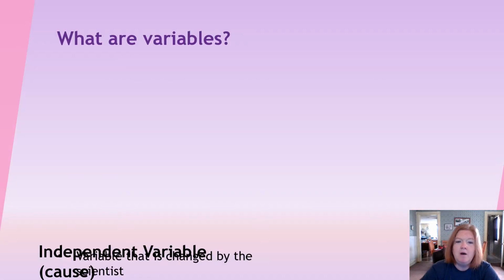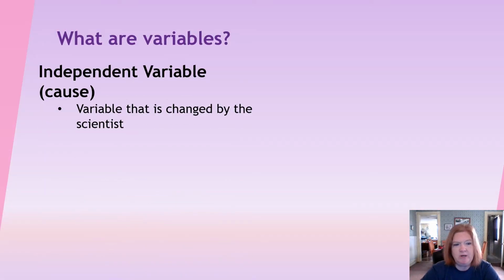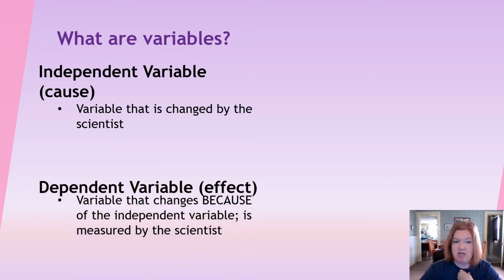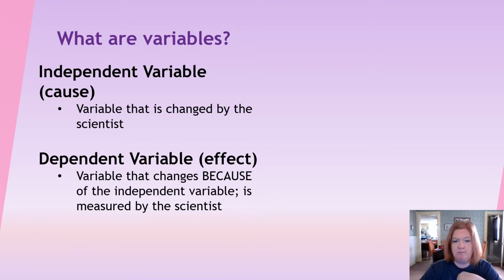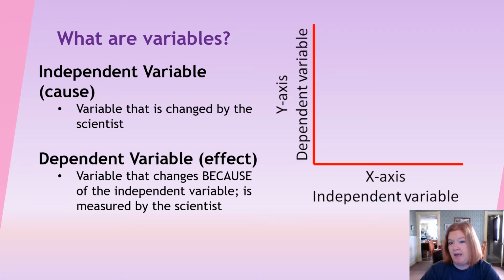Okay. What are the kinds of variables in an experiment? Well, we have the independent variable. That's the cause. That's the variable I, as the scientist, change. And then the dependent variable, that's the effect. That's the variable that changes because of the independent variable. It's the one that is measured, okay? And in a graph, the x-axis is going to be the independent variable. The y-axis is going to be the dependent variable.